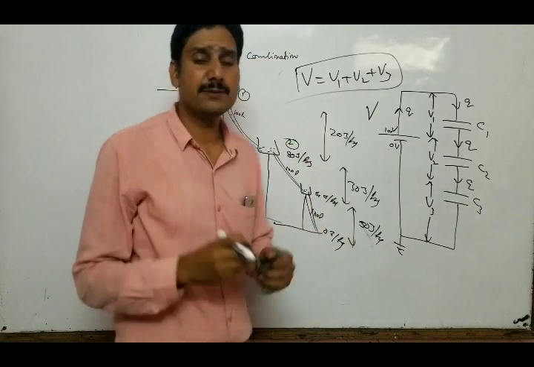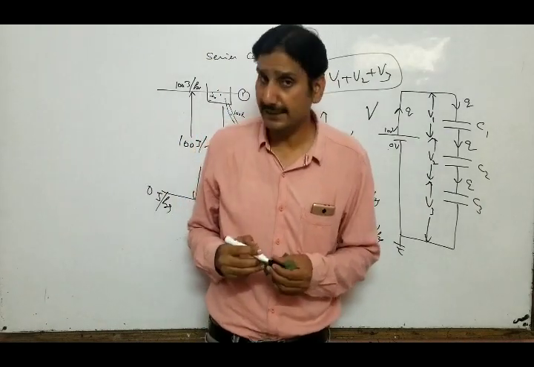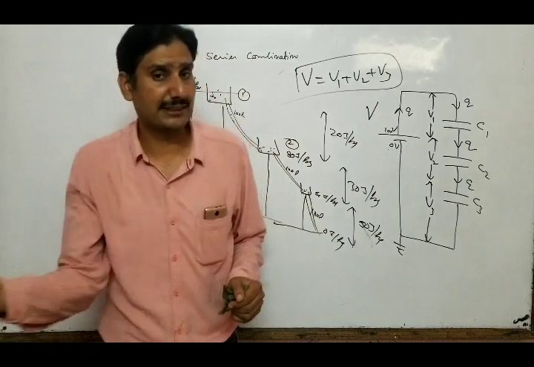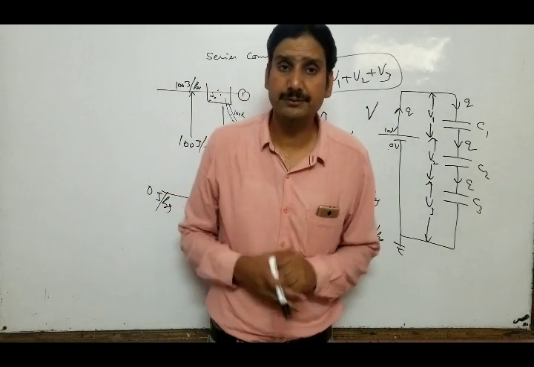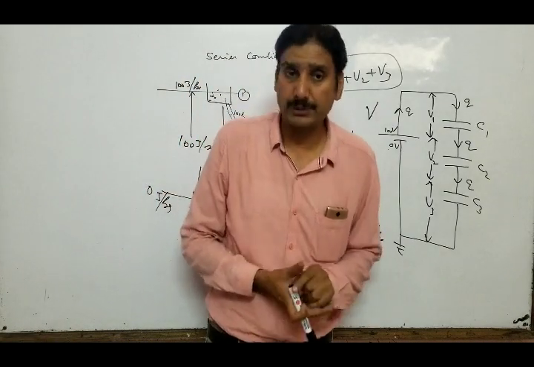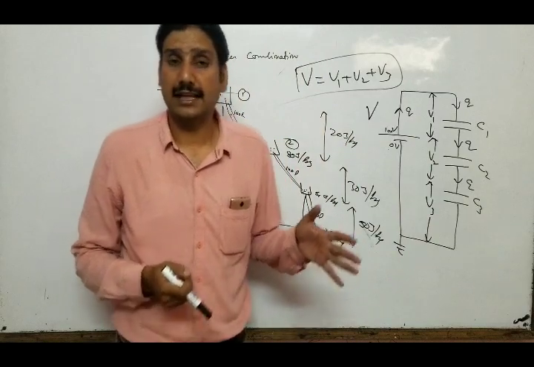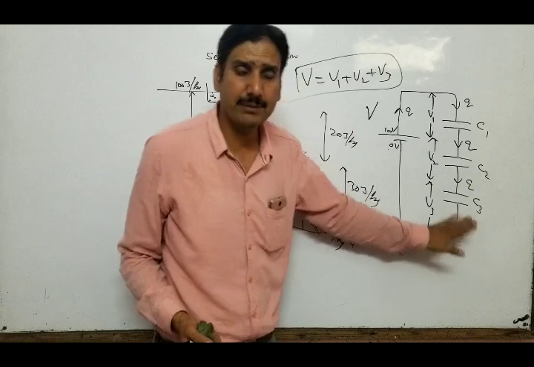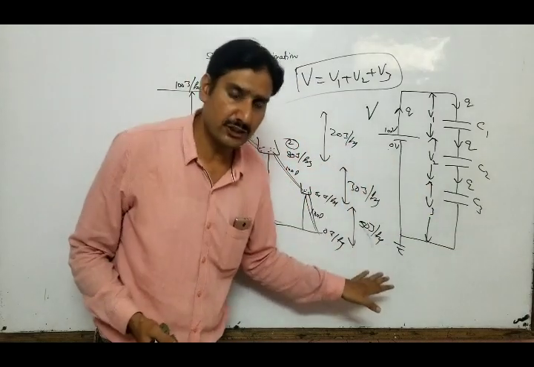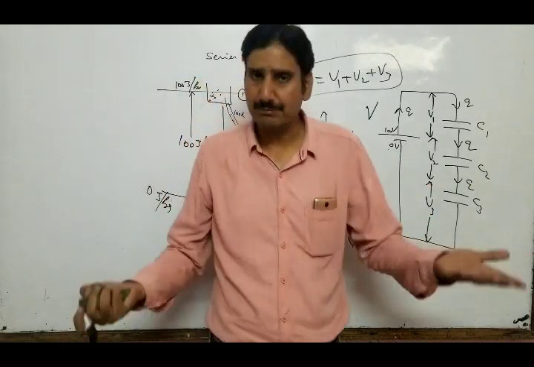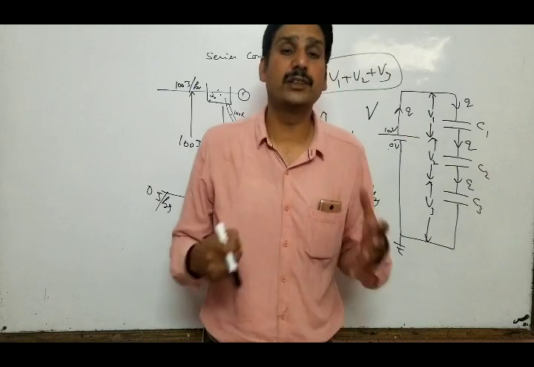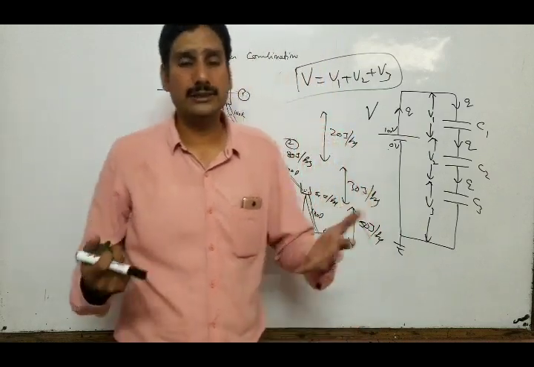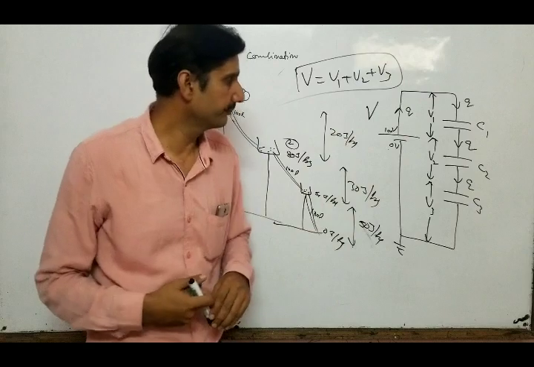So as we connect capacitors in series, the charge on each capacitor would remain the same, but the potential drop across each capacitor can be different, or it can be the same as well. If capacitor values are the same, the potential drops across each of them would also be the same, but it can be different as well. It will depend upon the values of C. We'll see how to calculate that later on.